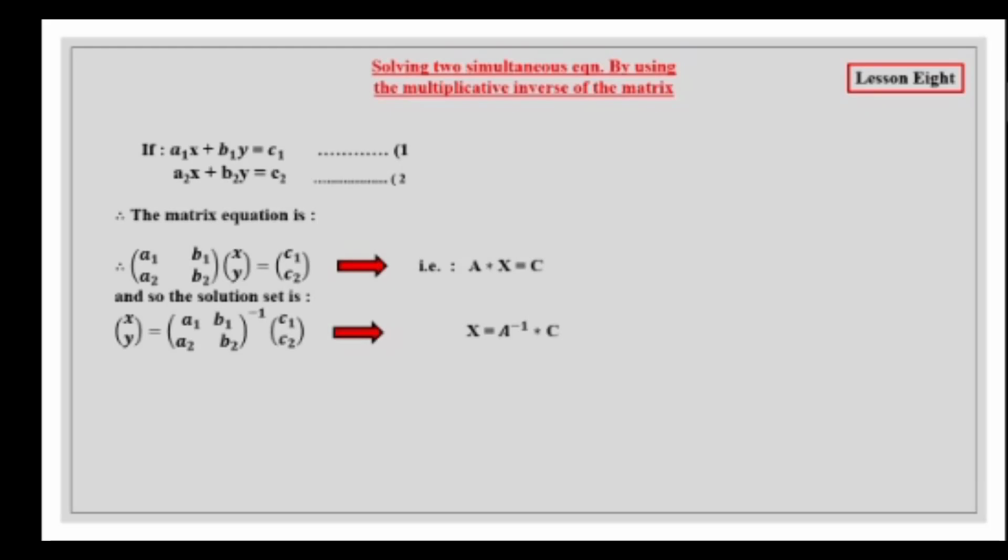And so the solution set is the matrix X and Y equals the matrix a1 b1 a2 b2 raised to the power -1 multiplied by the matrix c1 and c2.